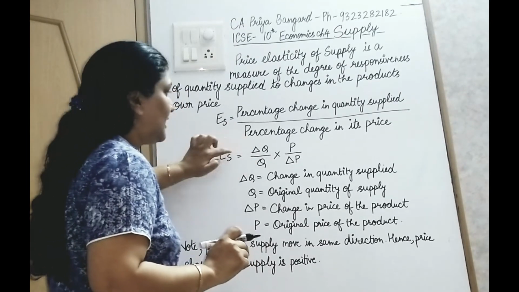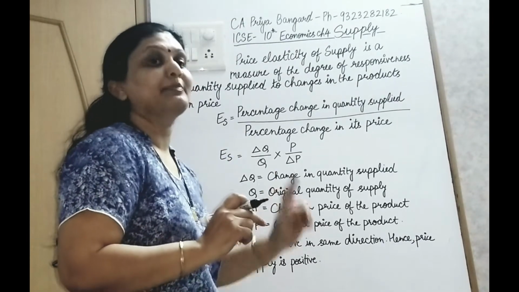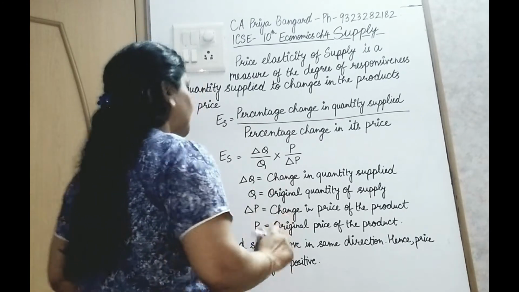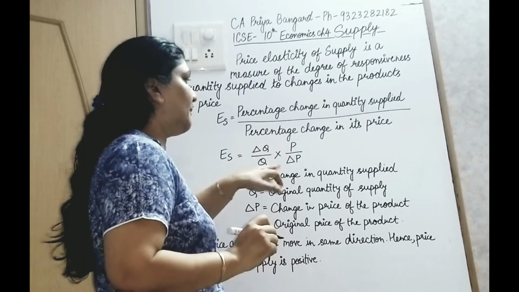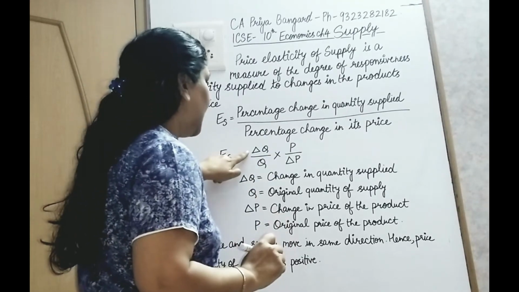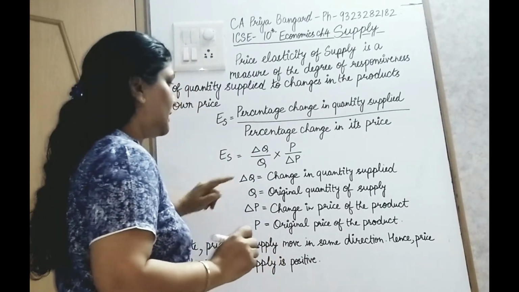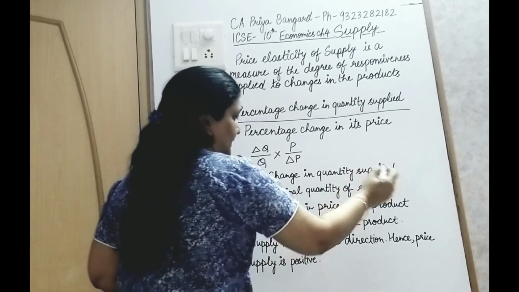What does this triangle mean? It means delta. Delta means change. Delta Q upon Q into P upon delta P. What does delta Q mean? Delta Q is change in quantity supplied.